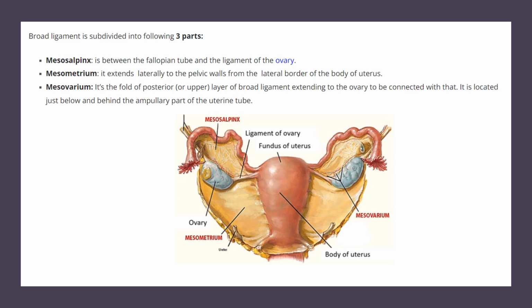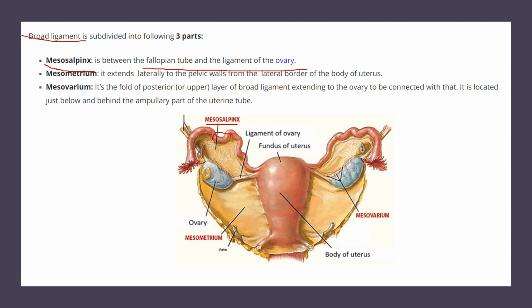Broad ligament is basically a sheet of peritoneum, and it has three parts: mesovarium, mesometrium, and mesosalpinx. Mesosalpinx is a part of the broad ligament which is in relation with the ligament of ovary, in between the fallopian tube and the ligament of ovary. This is the mesosalpinx. As you can see, this is the fallopian tube.